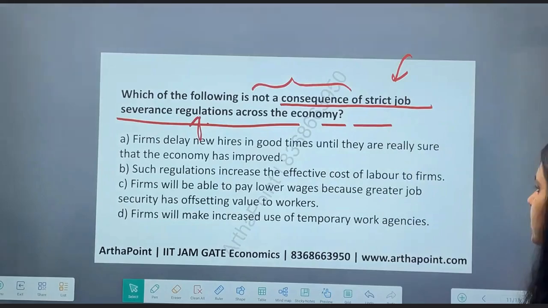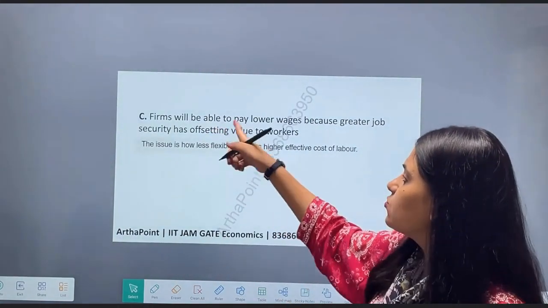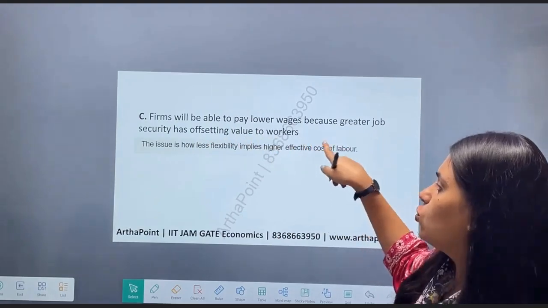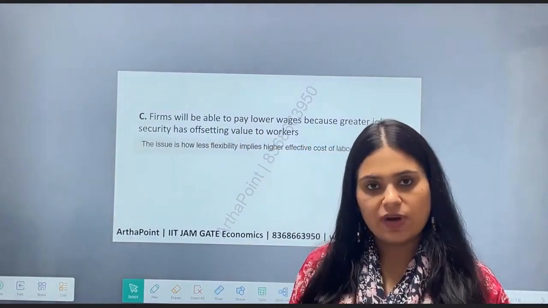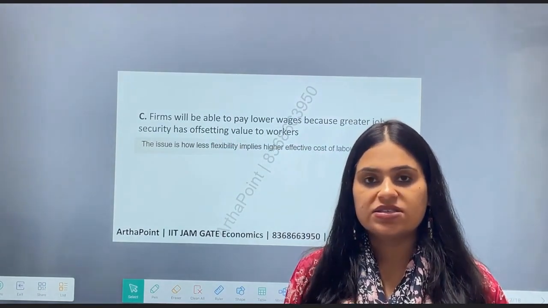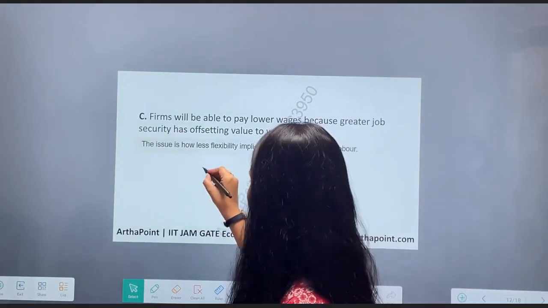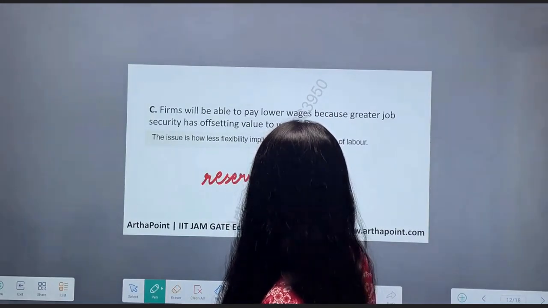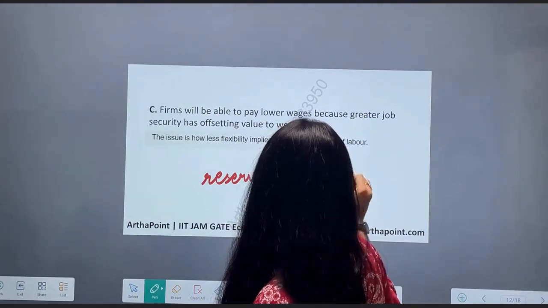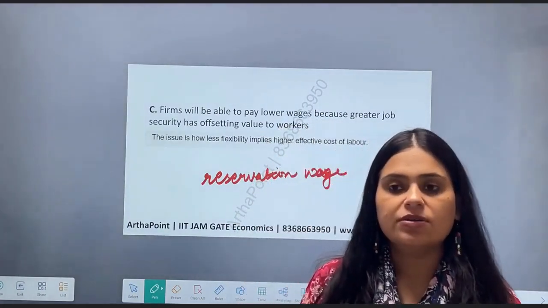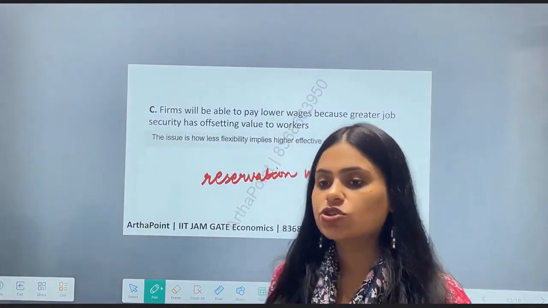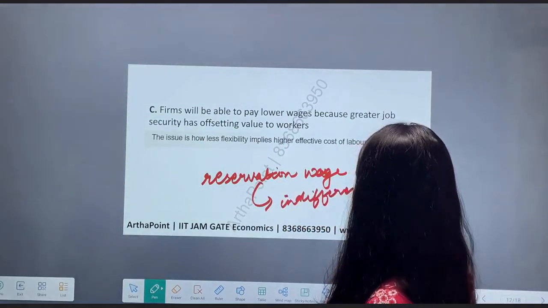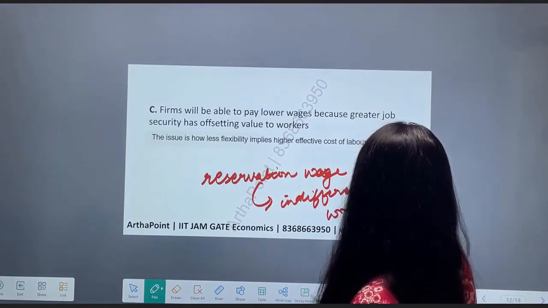Okay, let's see. So the answer will be, firms will be able to pay lower wages, because greater job security has offsetting value to the worker. Let us try to understand this thing. See, there is something called reservation wage. Reservation wage क्या है बेटा? The wage at which an individual is indifferent between working and not working.